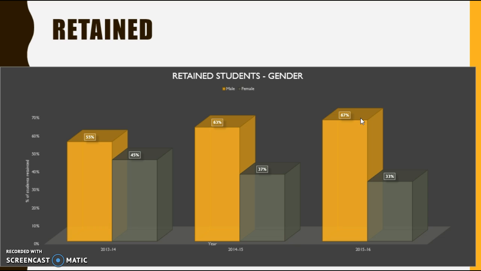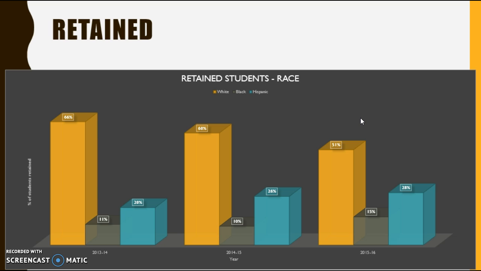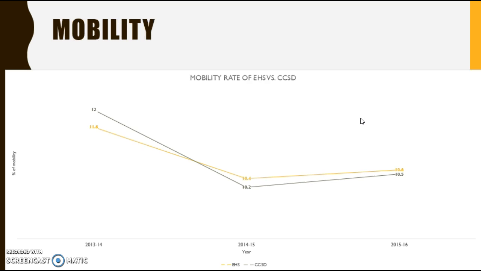Here's our retained rates. We retain more males than females, and so our retained rate overall is kind of a weakness for us at our school. We do retain mostly white students, but again, 72% of our population is white. After that, the next highest race and ethnicity being retained is the Hispanic population.